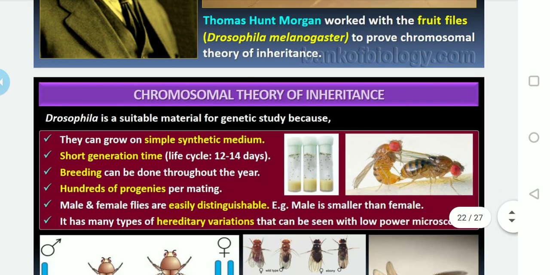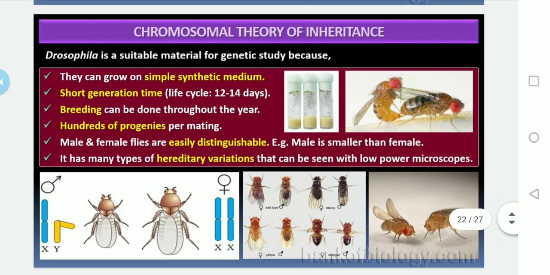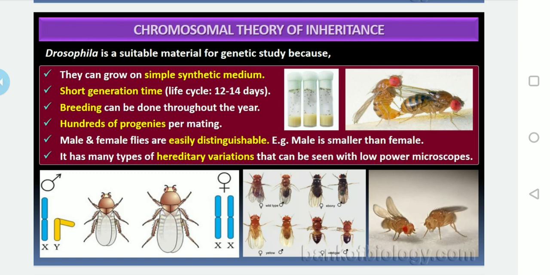But the question arises, why are Drosophila flies ideal for experiments? Or in an examination they can ask why T.H. Morgan selected only Drosophila flies, not another insect. The reason why Drosophila is suitable material for genetic studies is that they can grow on simple synthetic medium. That means they can be grown easily on synthetic medium in a laboratory.